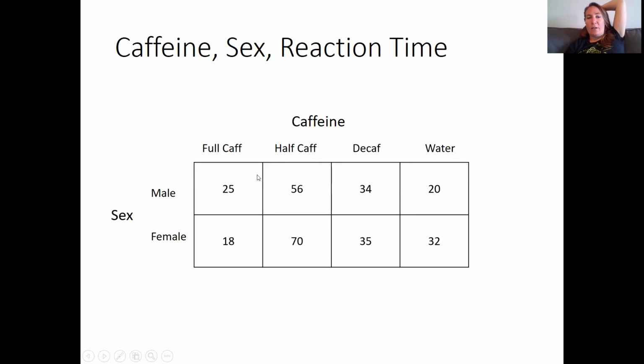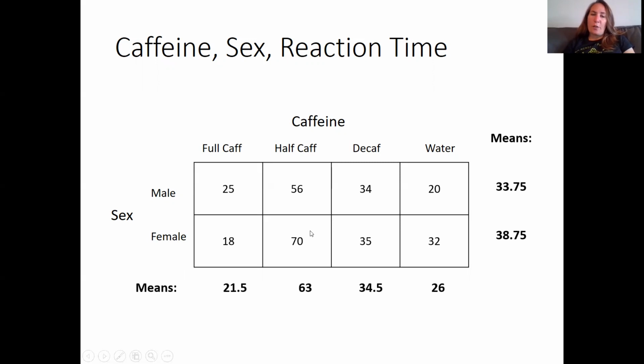So what we've done now is we are filling in these boxes with the means of each group. So here we have the males that got full caffeine. Here we have the males that got decaf, the males that got water. And this is their reaction time on average. Then we have the females that got full calf, half calf, so on and so forth. So this is what we have for each of these.